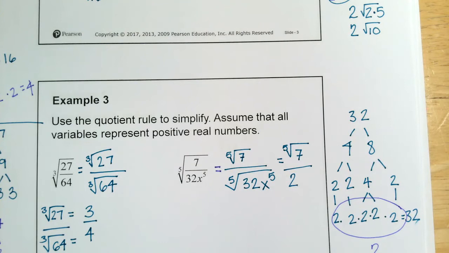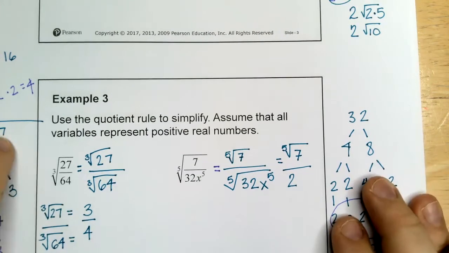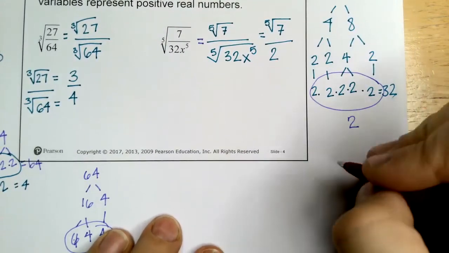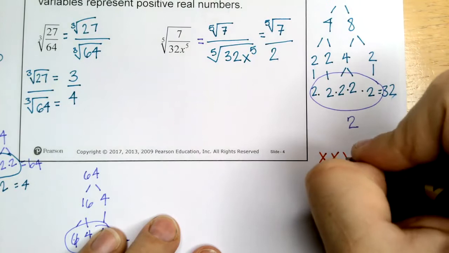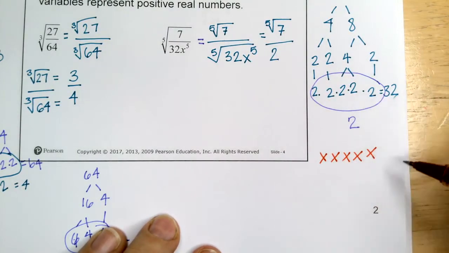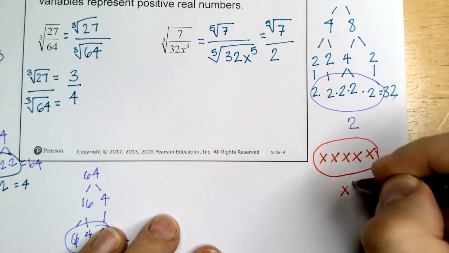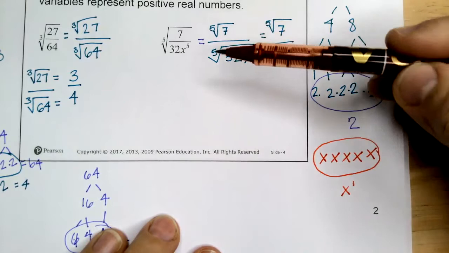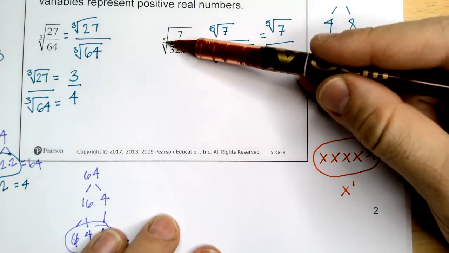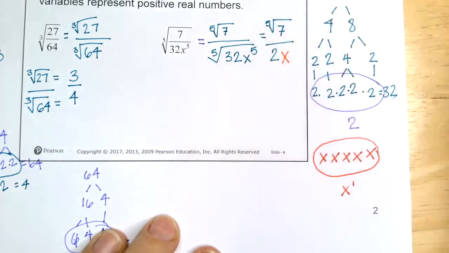The 5th root of x to the 5th is just x, right? Do you remember that? Because we have 5 x's and we need 5 factors, a group of 5 factors. Or you can always take this number and divide it by this number. We get 1x.